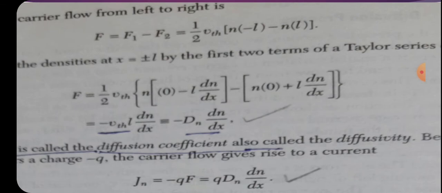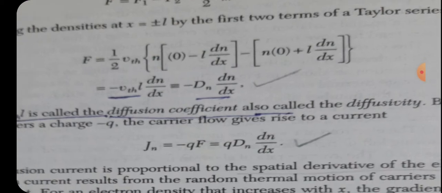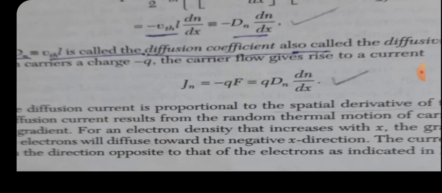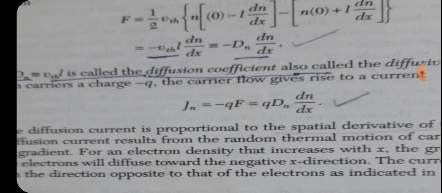as you have shown in the equation, is equal to the diffusion coefficient. This is also called the diffusivity. Because each electron carries a charge of minus q, the carrier flow gives rise to a current. This current J_n is equal to minus qF, which is given by q D_n into dN by dx. The diffusion current is proportional to the spatial derivative of the electron density. The diffusion current results from a random thermal motion of carriers in a concentration gradient.